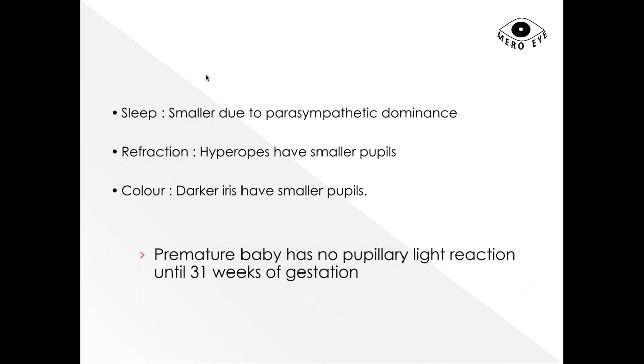Sometimes it has also been noticed that people who have a darker iris have smaller pupils. So the color of the iris may also affect the size of the pupils. Another important thing to note is that premature babies who are born before the 31st week of gestation do not have a pupillary light reaction, because the pupillary light reaction only develops after the 31st week of gestation. So this was about the size of the pupil.